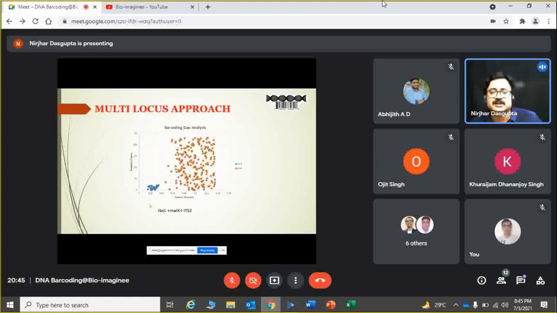And when we plotted the genetic diversity data of this multi-locus approach, we found there is a clear barcoding gap between the intraspecific diversity and the interspecific diversity over here. So the result we got from our study is that, for at least the number of mangrove species that we worked with, this multi-locus approach of RBCL, MATK along with ITS2 was found to be a successful candidate for DNA barcoding. And we have proposed to use this multi-locus approach in other plant species to find out its universality, that is, whether it can be utilized as a potential barcode candidate for all the different plant species or not.